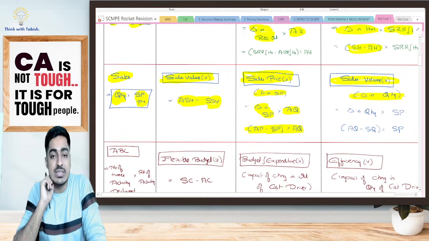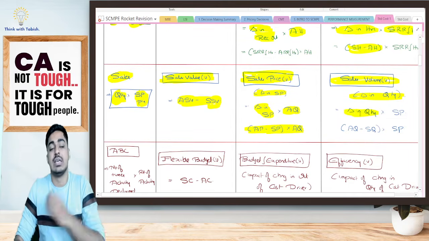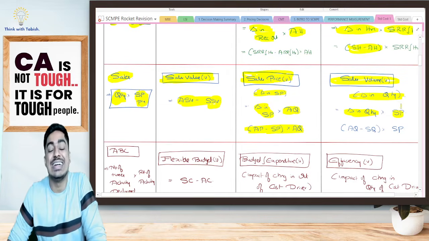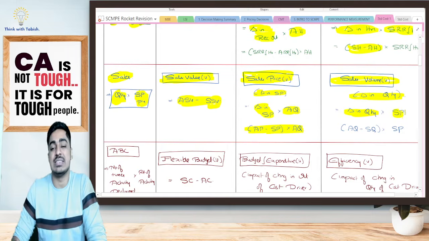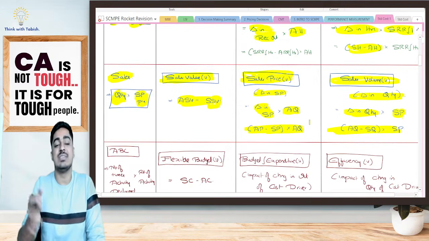Sales volume variance is because of the change in the quantity. It is the difference in quantity converted into value, multiplied by your selling price. Which selling price, students? You have to multiply it with your standard selling price. Yes, standard price I have written as SP. So it is your actual quantity minus your standard quantity multiplied by your standard price. As simple as that.